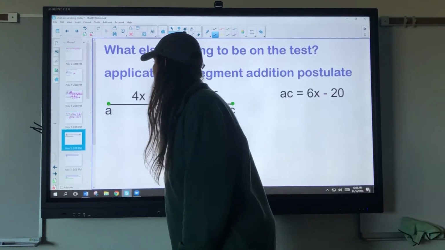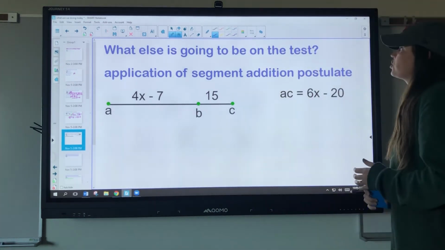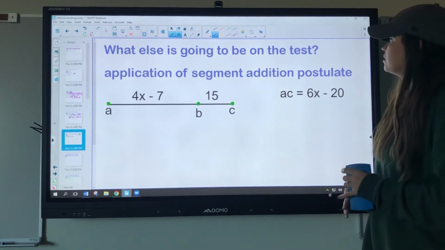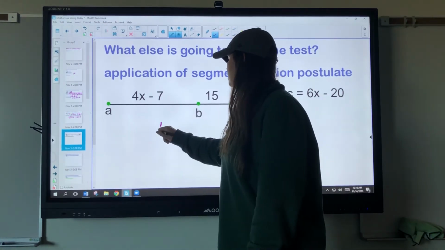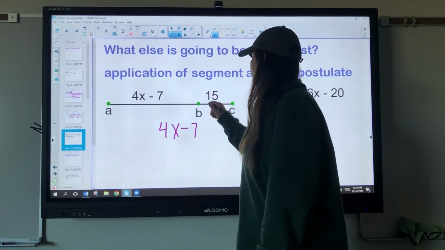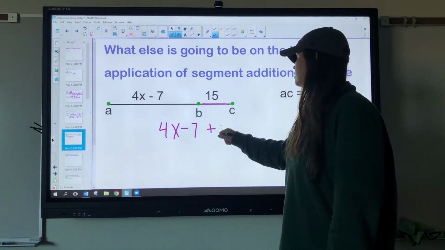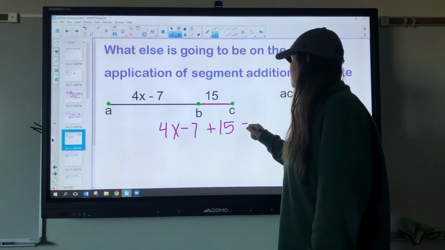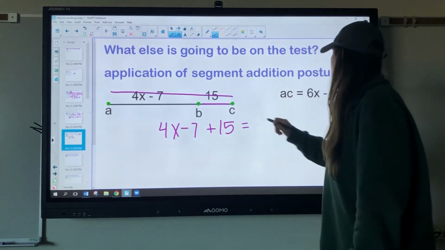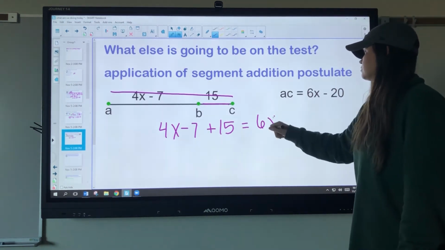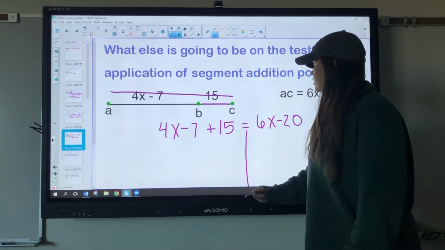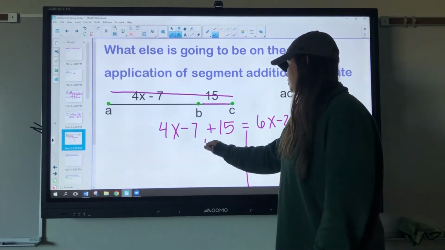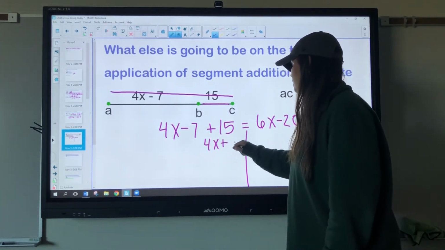Okay, what else is going to be on the test? The application of the segment addition postulate. The segment addition postulate is when you take the length of AB, add it to the length of BC, and it will equal the length of AC. Then you just solve for x like back in algebra. So that's going to be 4x plus 8.